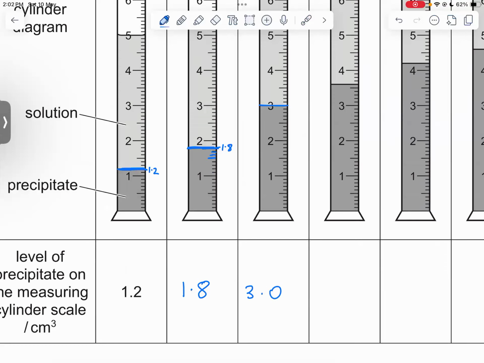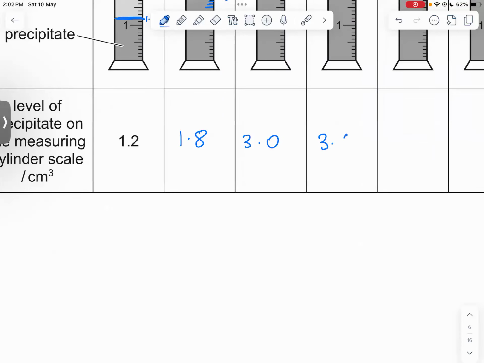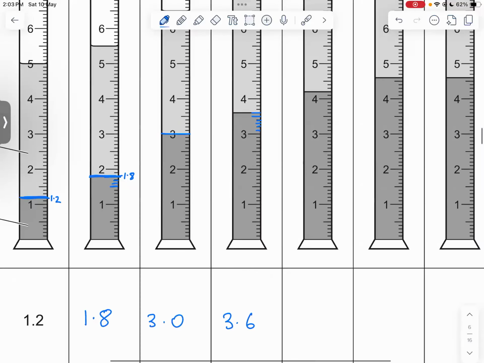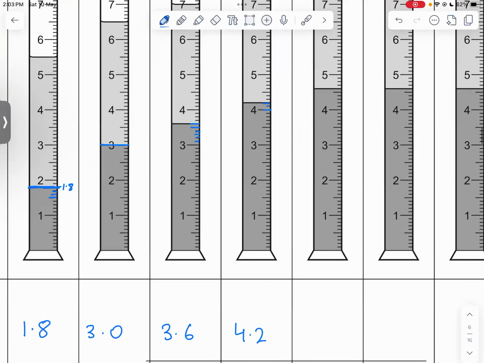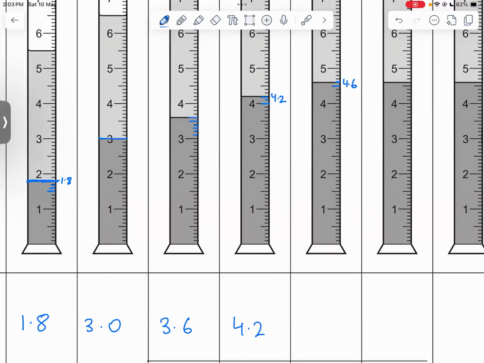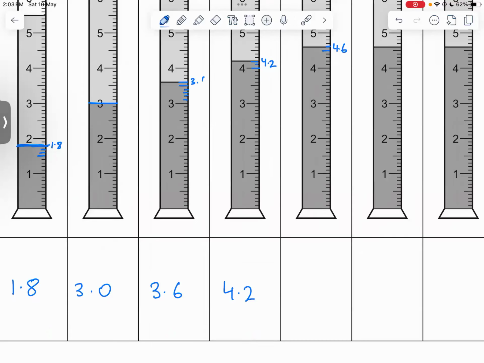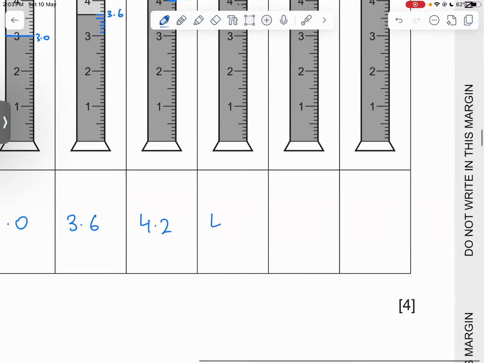All right. Then it is at 3.1, 3.2, 3.3, 3.4, 3.5, 3.6. So after that, it is at 3.6. Then it is at 4.0, 4.1, 4.2. So it is at 4.2. And then it is at 4.5, 4.6. This is 4.6. This is 4.2. This is 3.6 and this is 3.0.